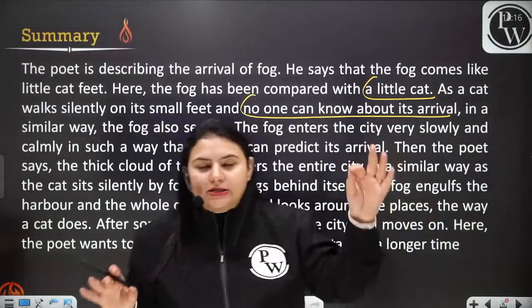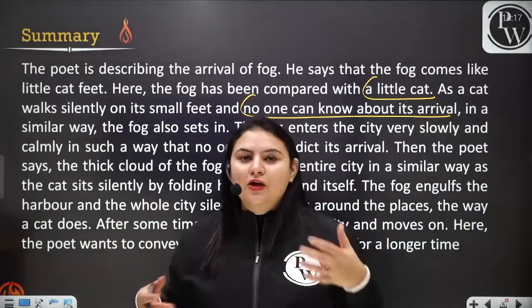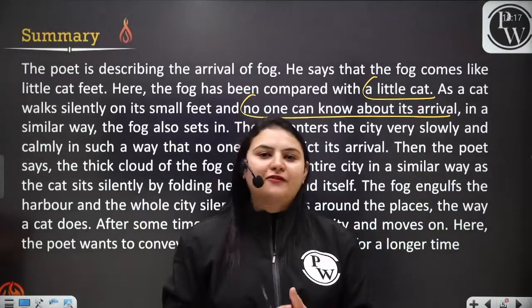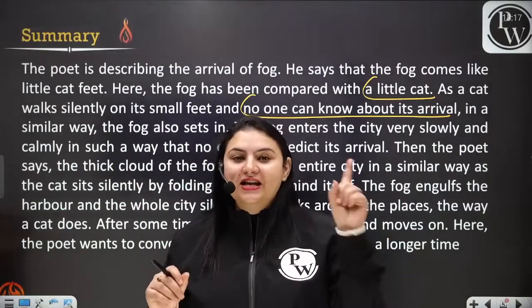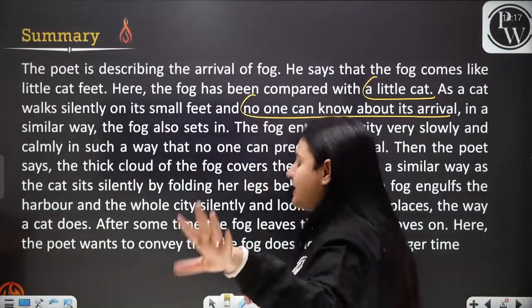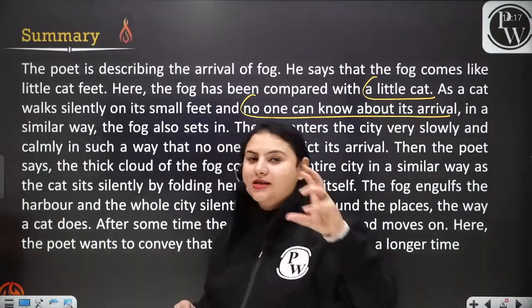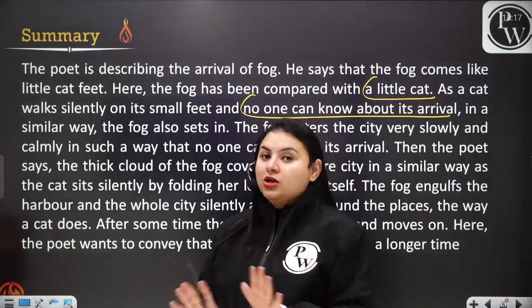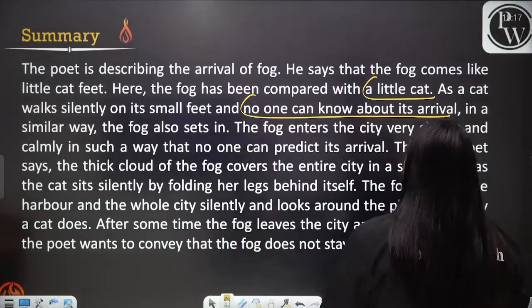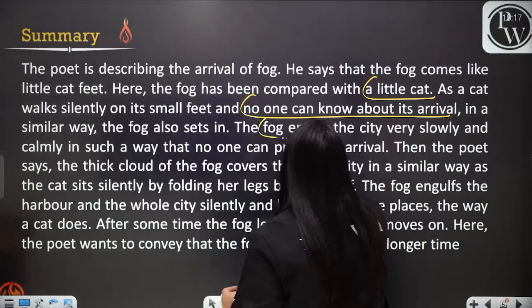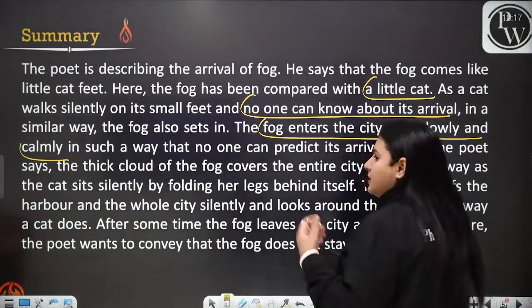You may never know that a cat is coming. If a dog is coming, it's making a lot of noise, maybe it barks and everything. The dog announces its arrival, but the cat doesn't. Cat comes silently, just like fog. The fog also sets in a similar way, very silently. You cannot predict its arrival. It can come anytime. The fog enters the city very slowly and calmly. No one can predict its arrival.